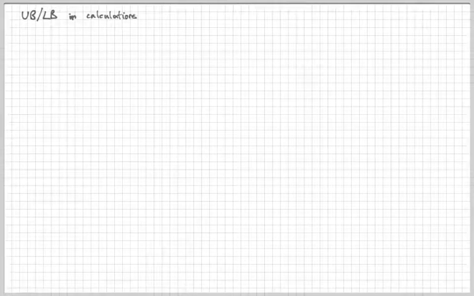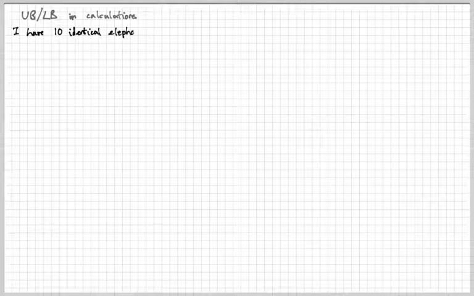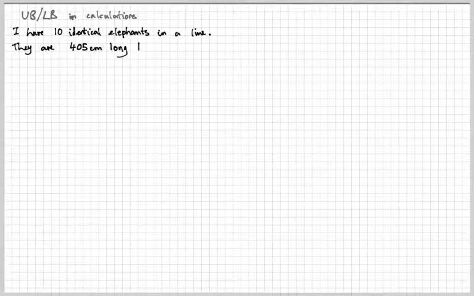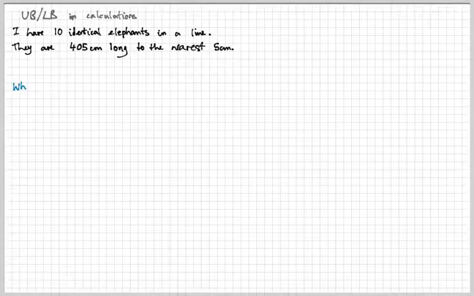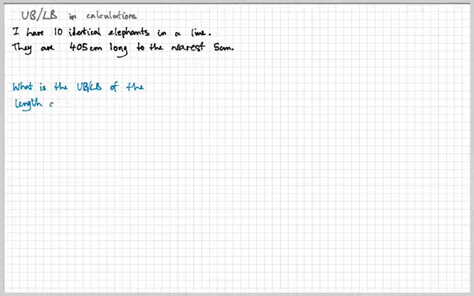Okay, we're looking at the second part of our bounds video. These questions get a little bit more complicated than the previous ones, just because you have to do calculations now. So, upper and lower bounds in calculations. Let's say we have 10 identical elephants in a line. Ridiculous question. They are 405 centimetres long to the nearest 5 centimetres. Again, a ridiculous idea. What is the upper bound and lower bound of the length of 10 elephants?